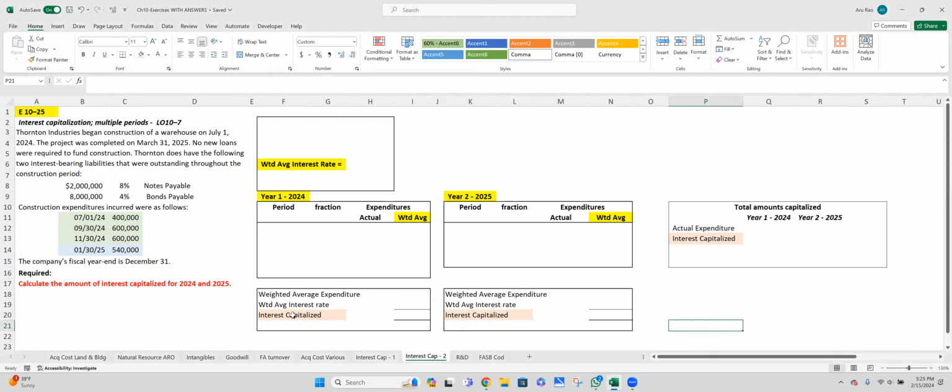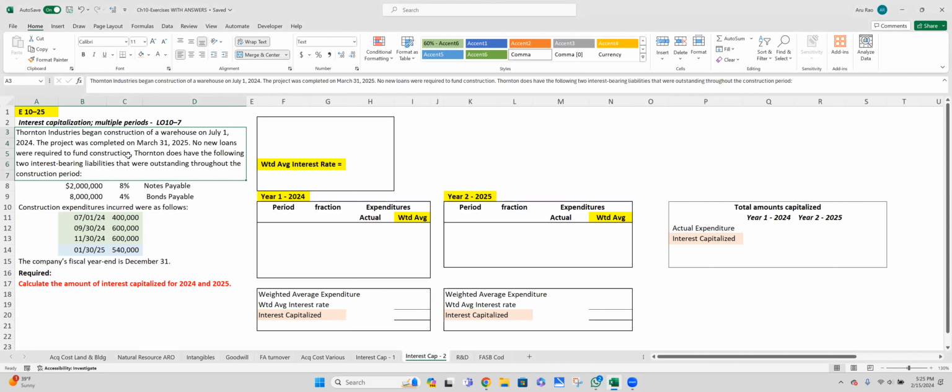So in order to capitalize interest, the formula really comes down to weighted average expenditure multiplied by weighted average interest rate if applicable. That'll give you the interest to capitalize. Before we can get to this formula, there's lots and lots of information you need to go through. So let's read the exercise.